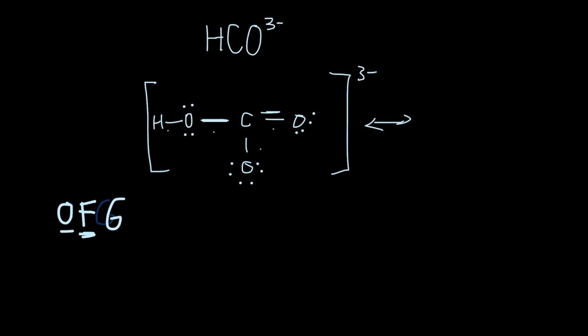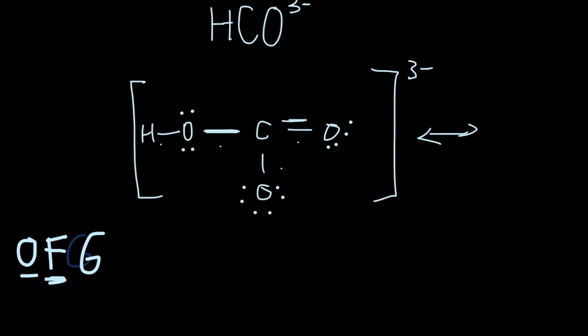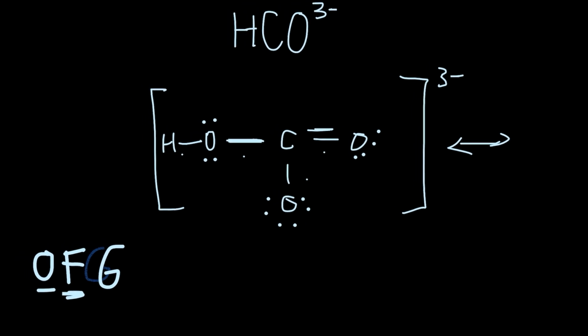Today we're going to draw the Lewis diagram and the geometry for hydrogen carbonate, as well as finding their hybridization and bonding scheme, which is pi and sigma overlaps. So what I've got here is a ready-to-go Lewis structure.